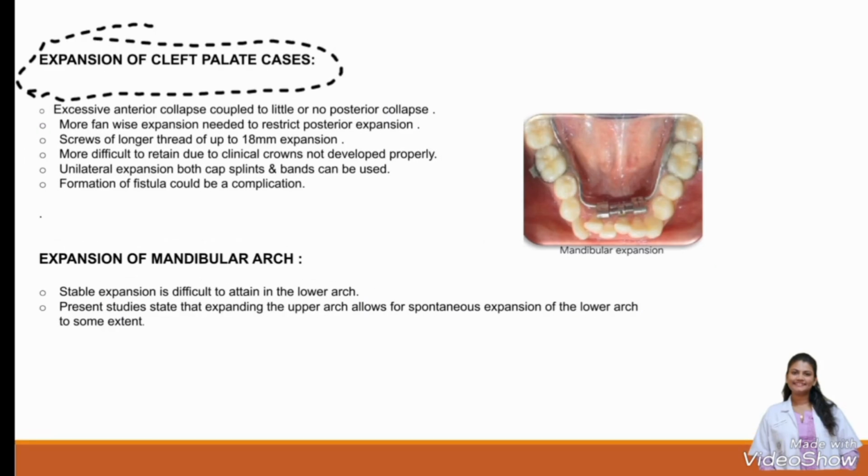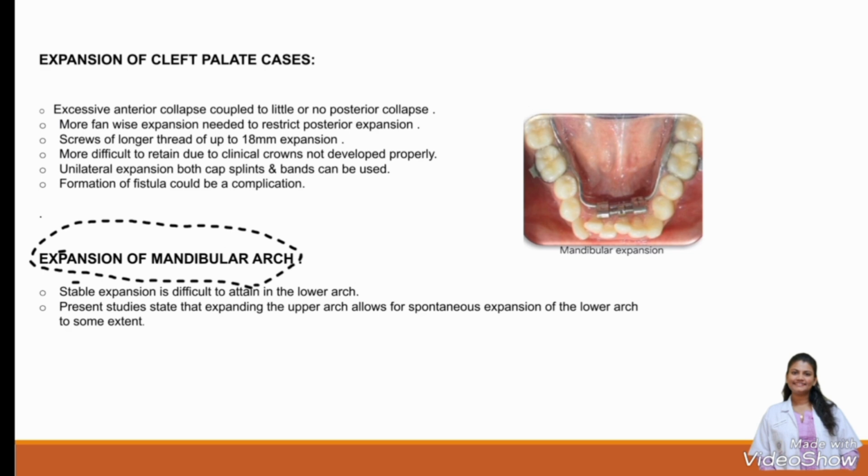Cleft palate cases: excessive anterior collapse coupled with little or no posterior collapse. More fan-wise expansion is needed to restrict posterior expansion. Screws with longer threads, up to 18 mm expansion, are used. It is more difficult to retain when clinical crowns are not developed properly. Unilateral expansion, with the help of cap splints or bands, can be used. Formation of fistula is a very common complication.